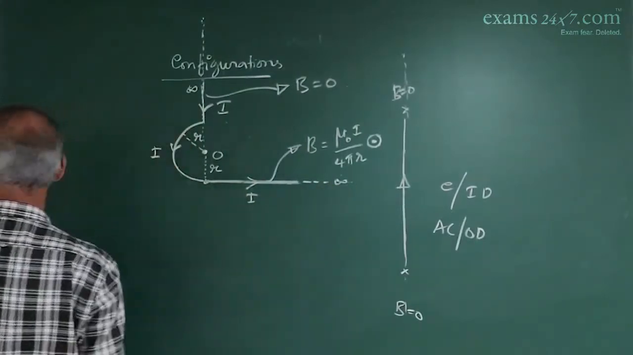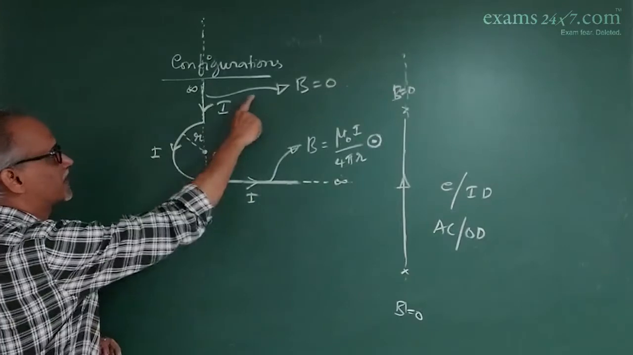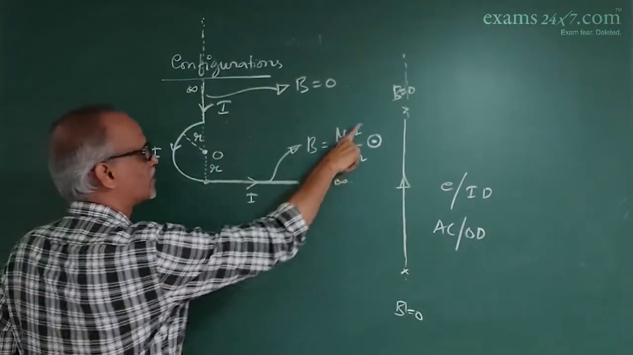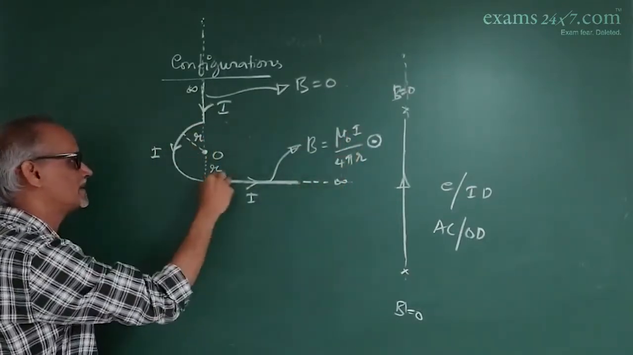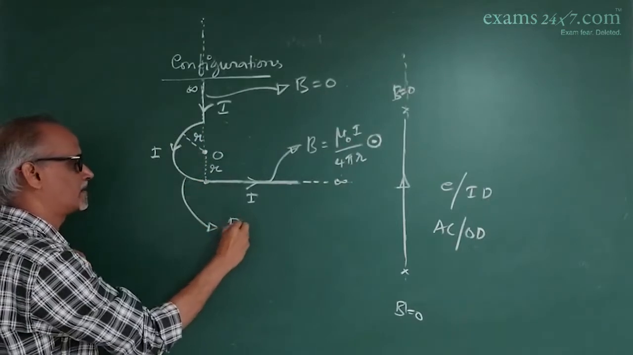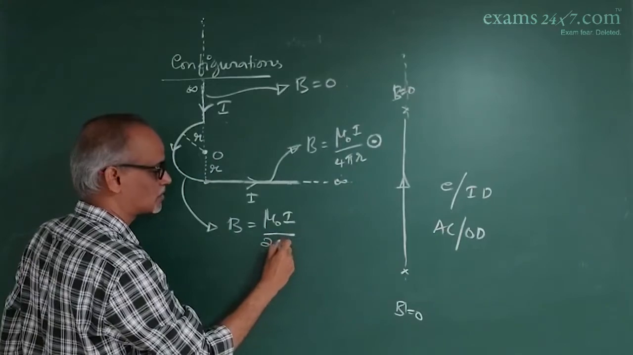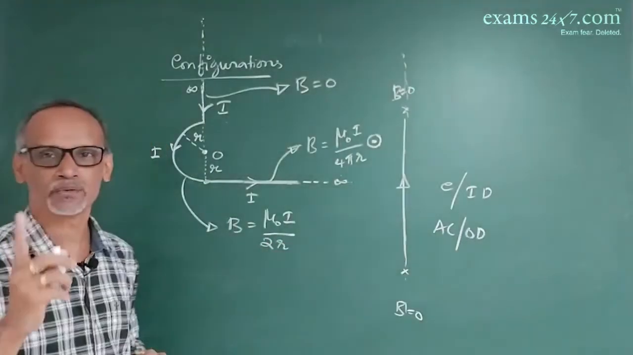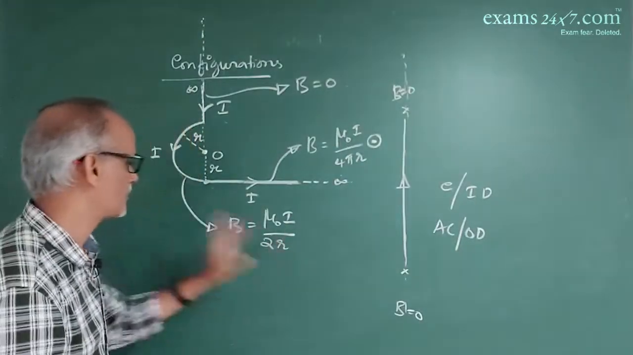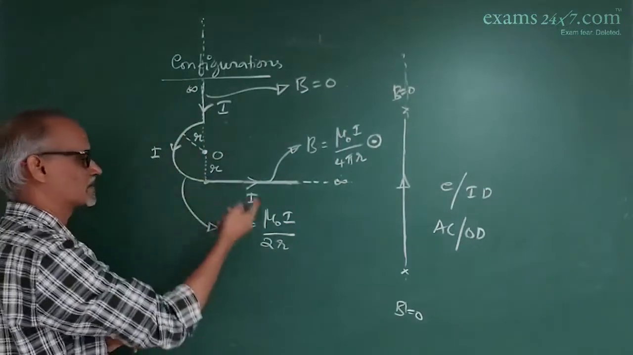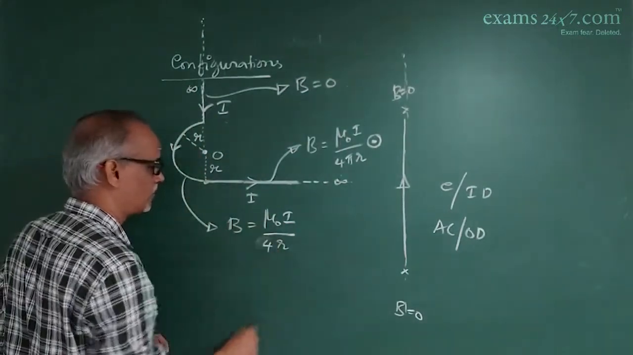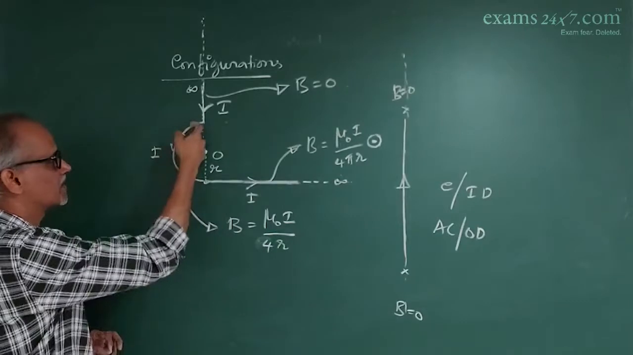Now, one more conductor is remaining. Due to this it's 0, due to this it's mu naught I by 4 pi r, and due to the semicircle, B is equal to mu naught I by 2r for one complete turn. But it's half, right? So half of it, you'll get 4r. So this is the magnetic field due to this semicircle.